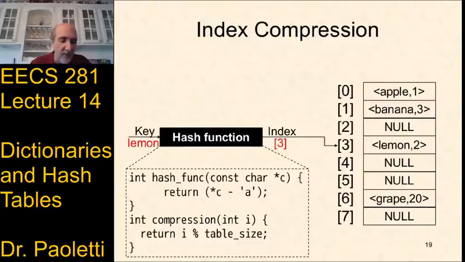Okay, so lemon comes in, it goes into the hash function, 11 comes out, and the 11 that comes out of the hash function goes into the compression. The compression takes, for instance, one way to do this would be modulo the size of the table. So I take 11 modulo 8. So 11 modulo 8 gives me 3. We look at index 3. We say, we can put lemon at index 3 of the table.